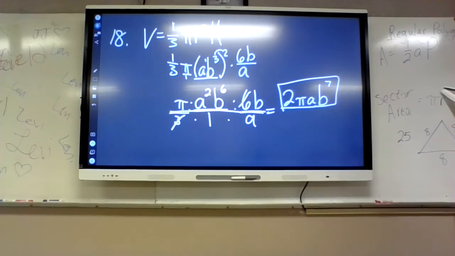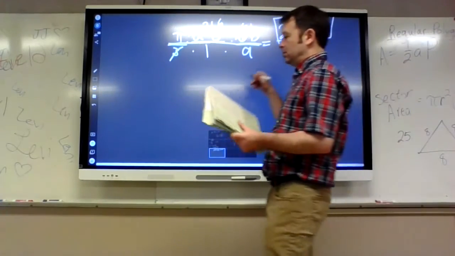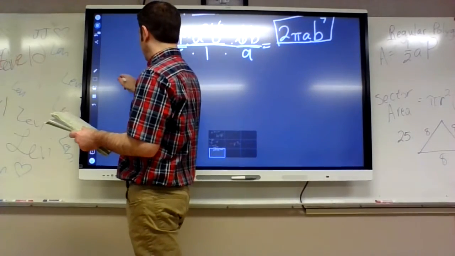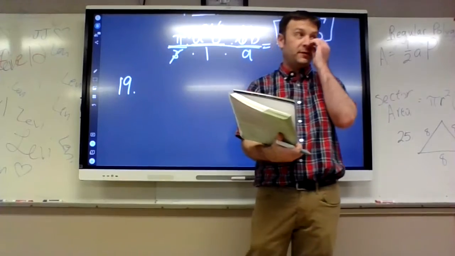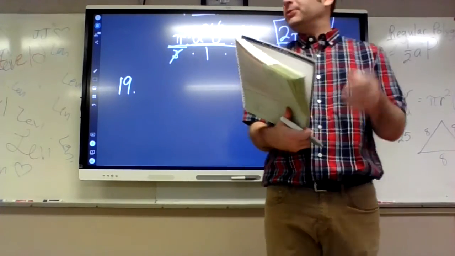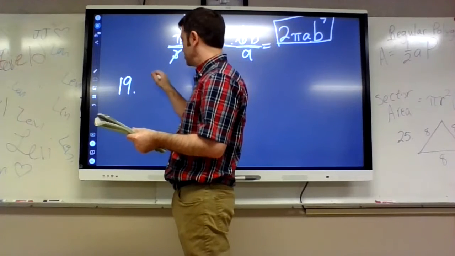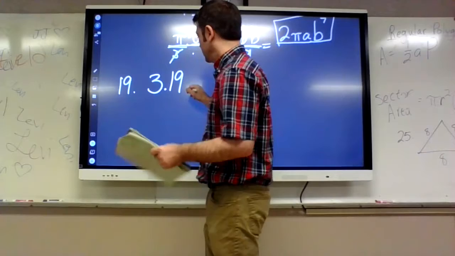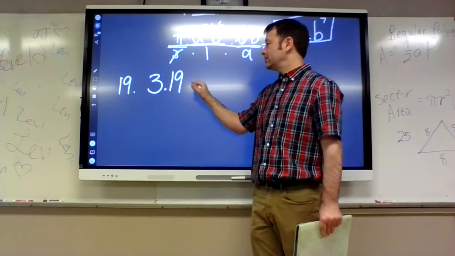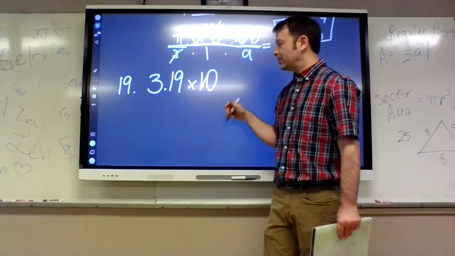Number 19. Do you remember scientific notation? Okay, on scientific notation, the rules were put the decimal after the first non-zero digit. You guys remember that? So it becomes 3.19. And what do we always write right after that? Times 10 to the something. We got to figure out the something.